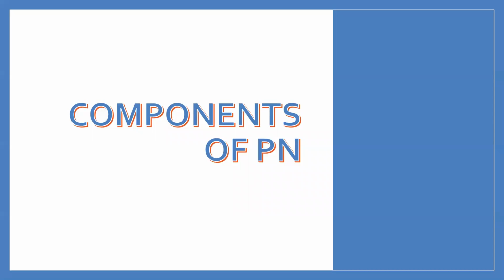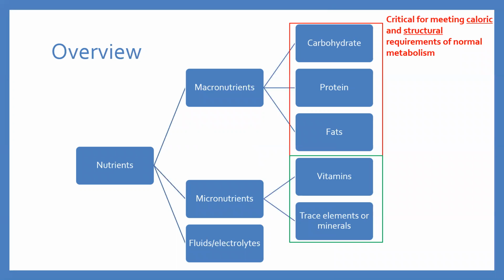So the components of PN nutrition, parenteral nutrition: basically you should be able to provide everything in PN that you would get in a normal healthy diet. When we look at the nutrients, they are divided into macronutrients, which are carbohydrate, protein, and fat. Your carbohydrates are in the form of dextrose, protein as amino acids, and fat as lipids. Then you have your micronutrients, which are vitamins, trace elements, and minerals. And then of course your fluid and electrolytes.